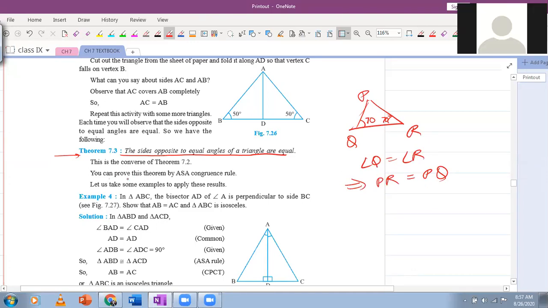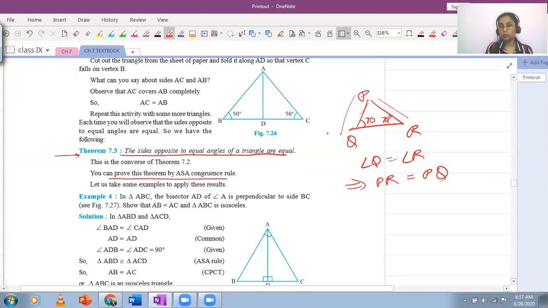They have said that this can be proved using a congruence rule. Similar proof if you want to prove the equality of these two sides. You can just divide this triangle into two parts by drawing a line in between these two. Two different triangles will be formed. Then you can prove them congruent, and when their congruence is proved, by CPCT the two sides will be equal.